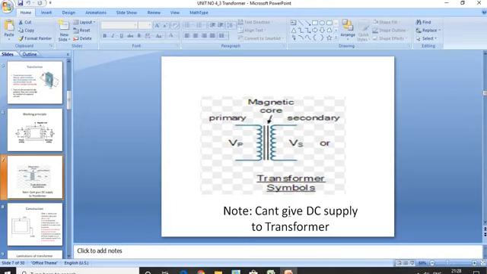Now can we give DC supply to the transformer? No, we can't give DC supply to the transformer, because the working principle of transformer is based on mutual induction. Mutual induction means a change in the current and a change in the flux is required. In case of DC, the current is constant, so there is no change in the flux. Again, in case of DC, the reactance is 0 and the winding resistance is very small, so very high current flows through the windings, which may damage the transformer. Hence, transformer can't work on the DC supply.